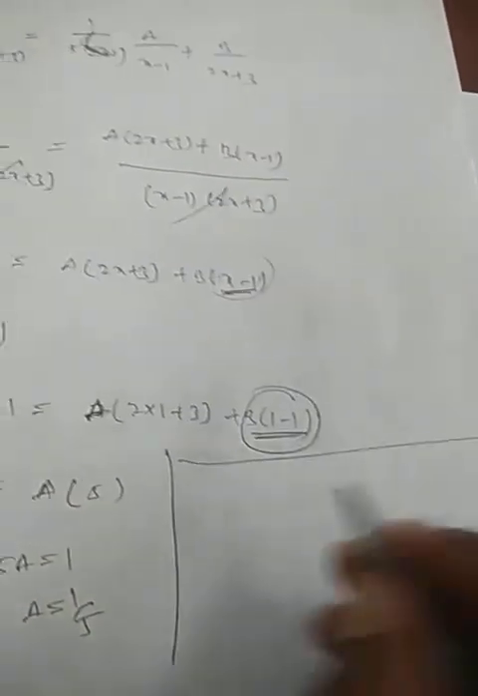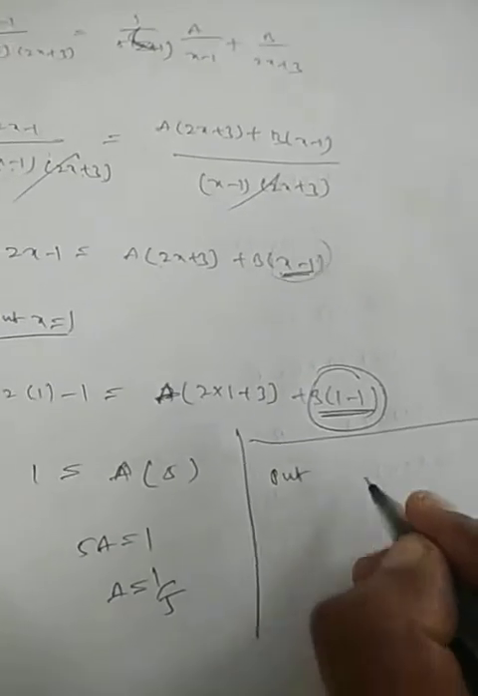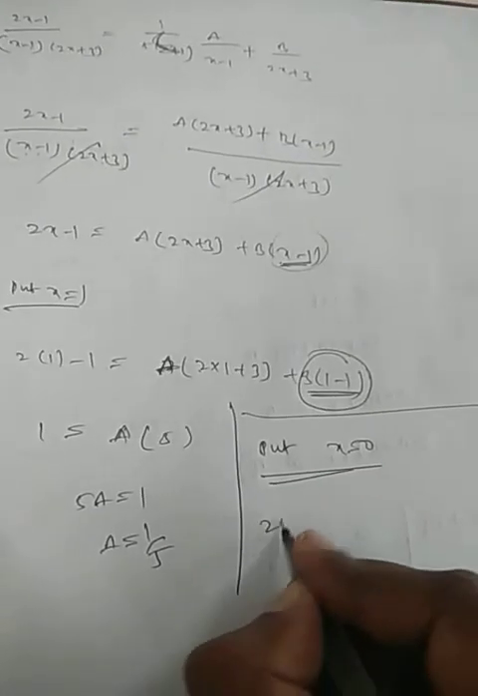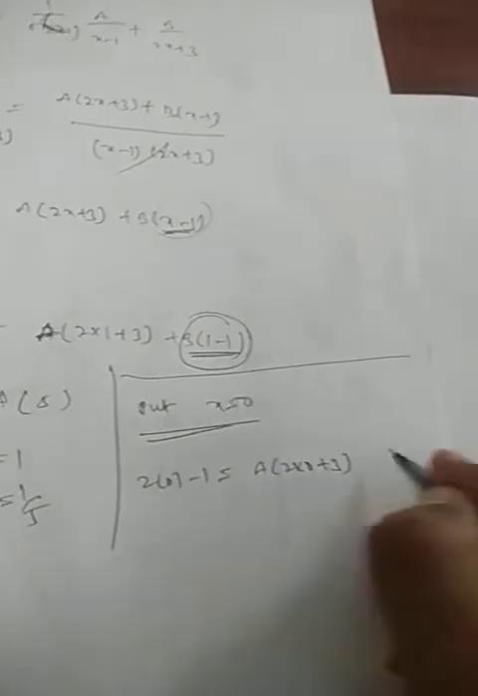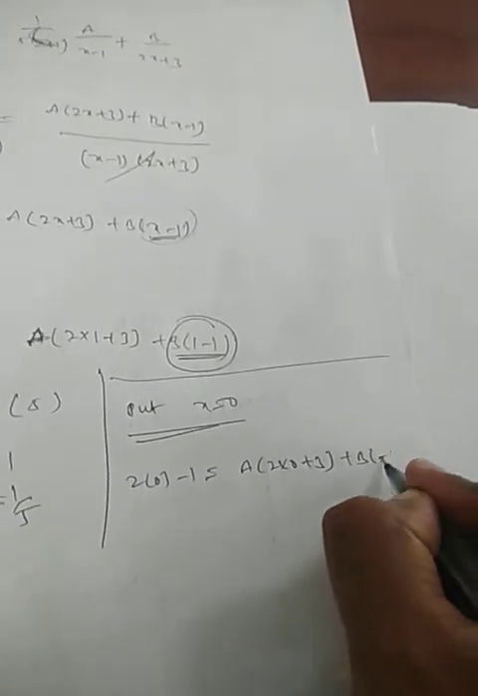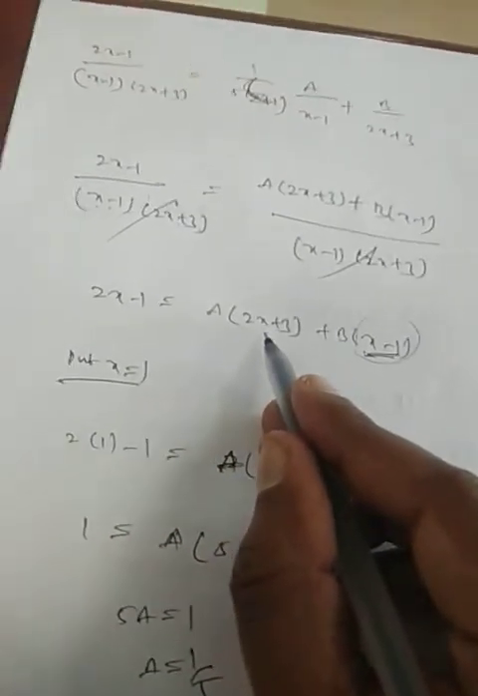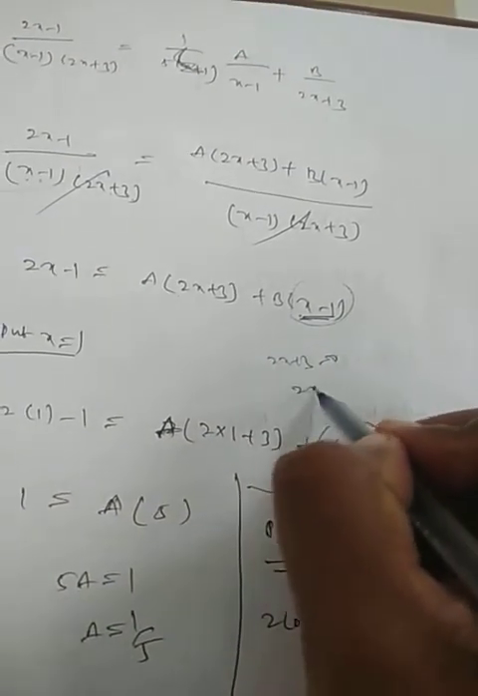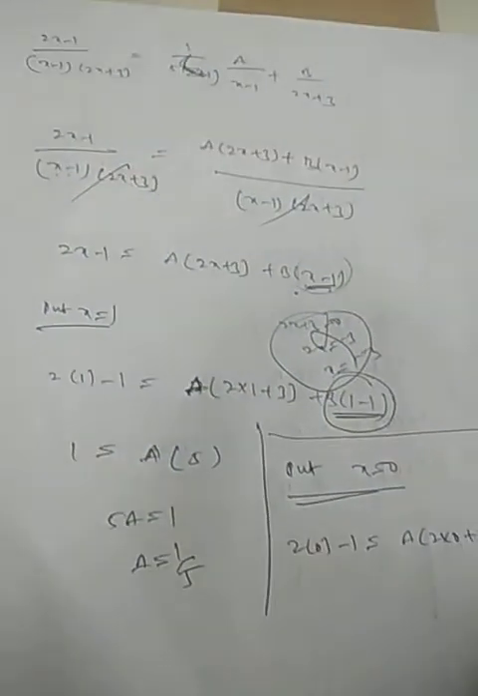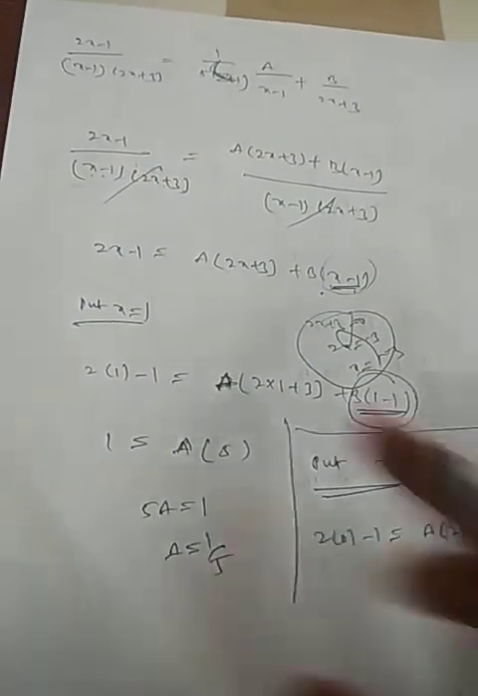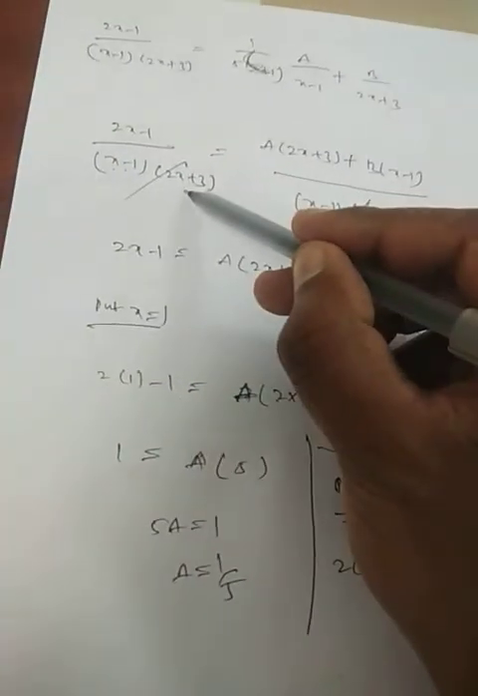Next, put x is equal to 0. If you put x is equal to 0, what will you get? Here 2 into 0 minus 1 is equal to a into 2 into 0 plus 3 plus b into x minus 1. And don't feel why I am putting 0 here. You can put minus 3 by 2 also, but it will become a fraction and it will become very lengthy. Any value you can put, majorly for simple manipulation you can put 1, minus 1, 0. But when it is going to be a fraction, better put x equal to 0 or x equal to minus 1 so that it will become simple.